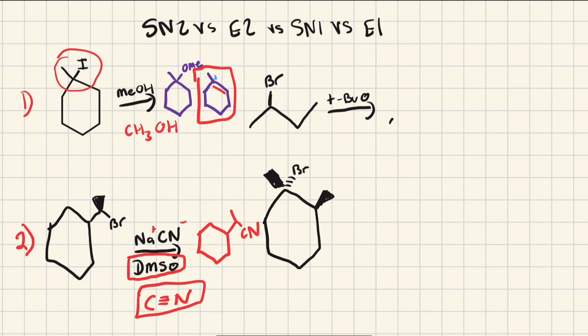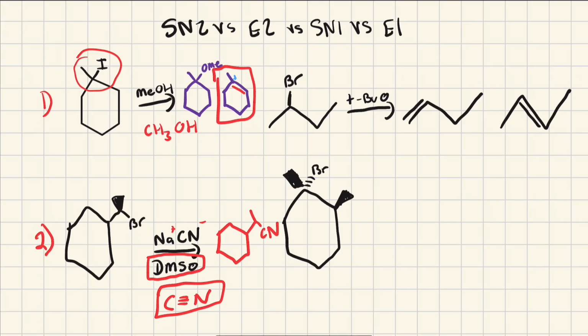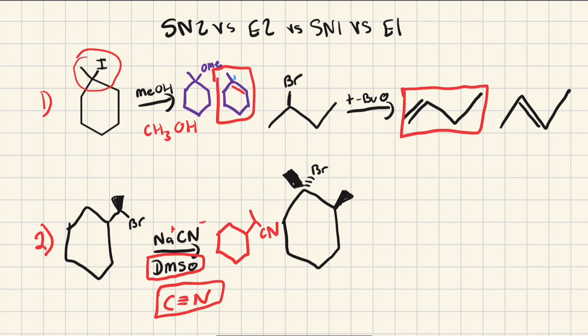Our product will either be a double bond on the first carbon or a double bond between the second and the third carbon. Which one will it be here? If you know E2 reactions, or you saw my video on E2 reactions, you'll know that if we have bulky bases, our Hofmann product is going to be our major product. Hofmann product is the least substituted. That's the easiest for a bulky base to get. So that means our Hofmann product is the major product in this case.